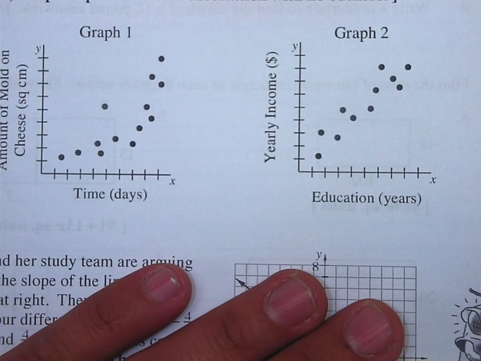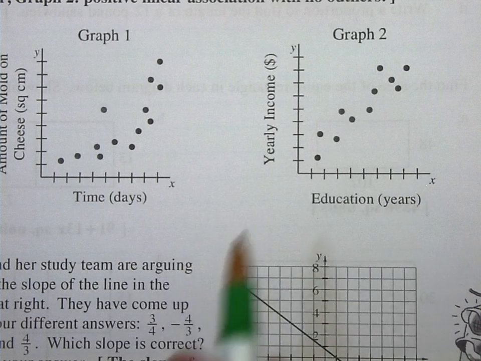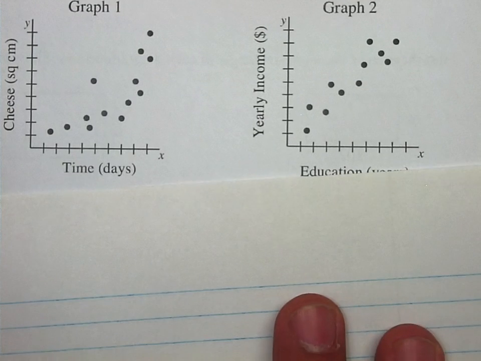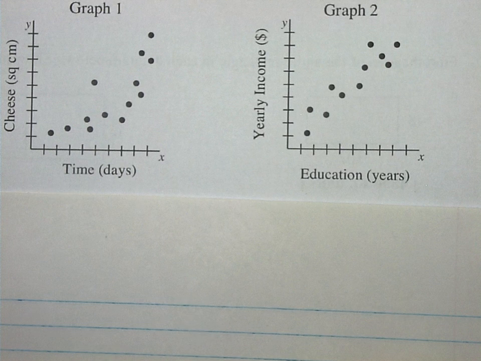Alright, so this is basically your homework for today, right? And what's your homework for today? It's 7-72. Okay? You got two graphs right here. All you got to do is describe the association in the two graphs below. Remember to describe the form, the direction, and the outliers.